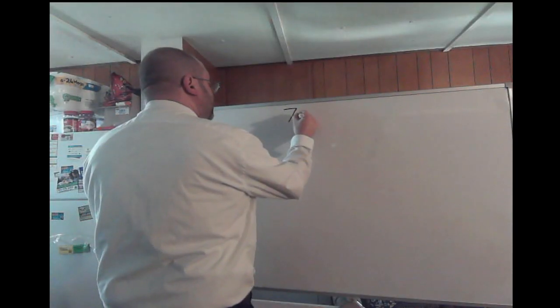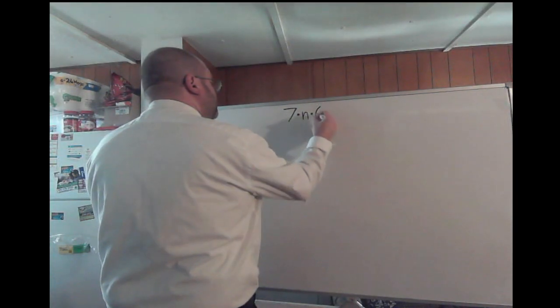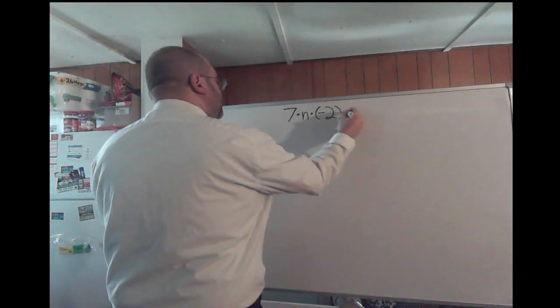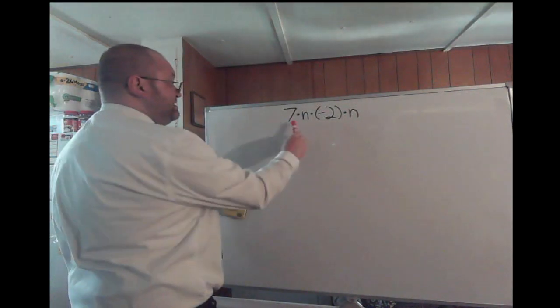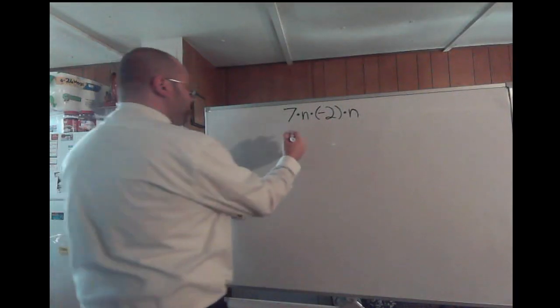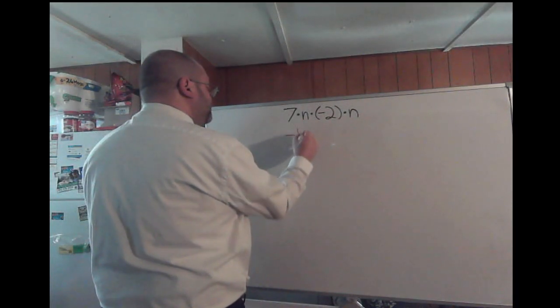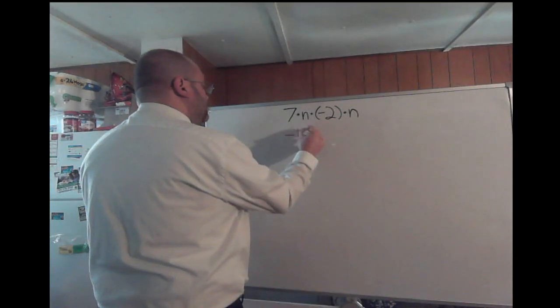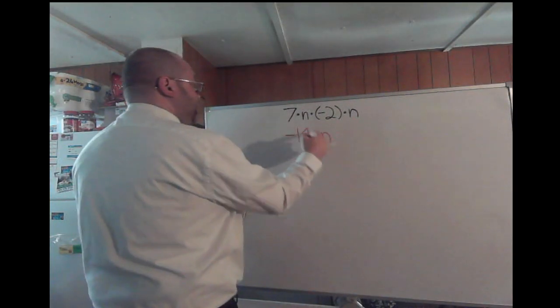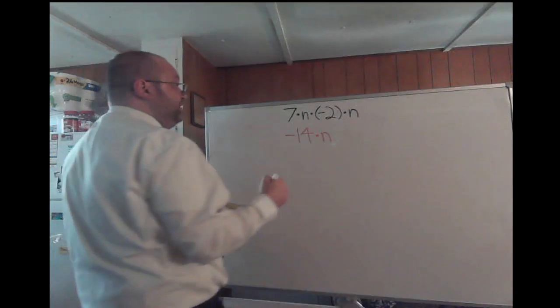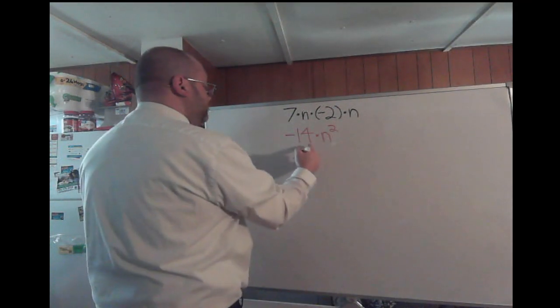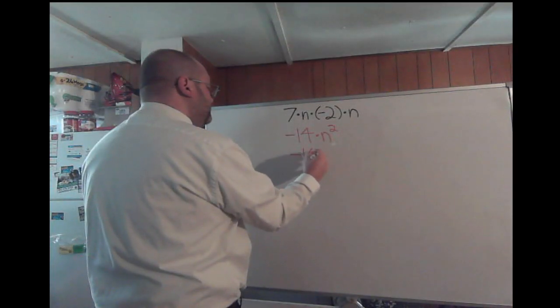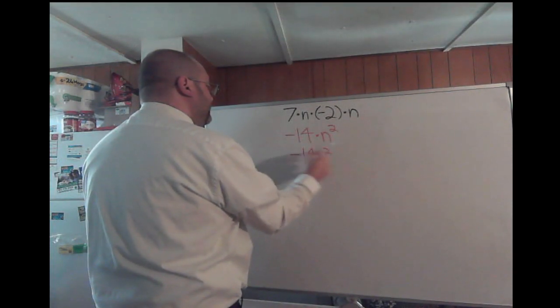Alright. We got 7 times n times -2 times n. Alright, so we have the constants 7 and -2. We just multiply those like normal. 7 times -2 is -14. Then you have times the n. That's your base for what's being multiplied repeatedly. Now, how many times is it being multiplied? 1, 2. So you have -14 times n to the second, or simply -14n to the second.